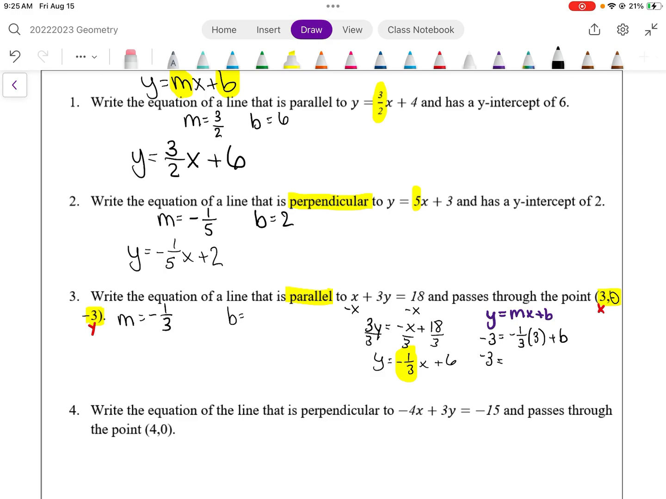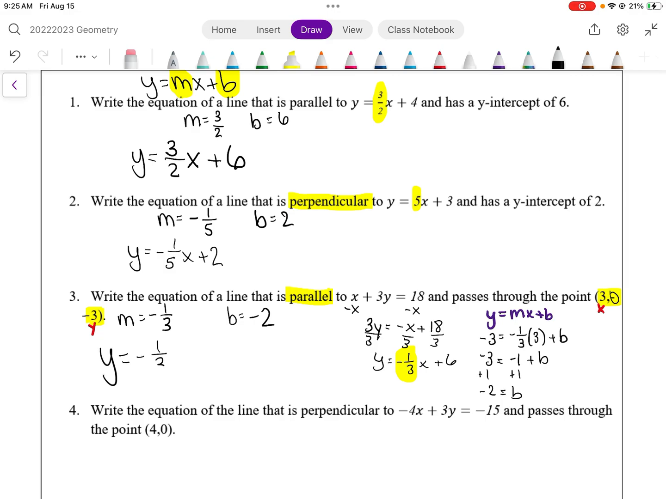And then I have a plus b. Okay, so let's figure out what our b is, and then we're done. Okay, negative 1/3 times 3 is negative 1. This one's not too bad at all. Get b by itself. So we need to get rid of that negative 1, so I'm going to add 1. And b is negative 2. So now I have everything I need.